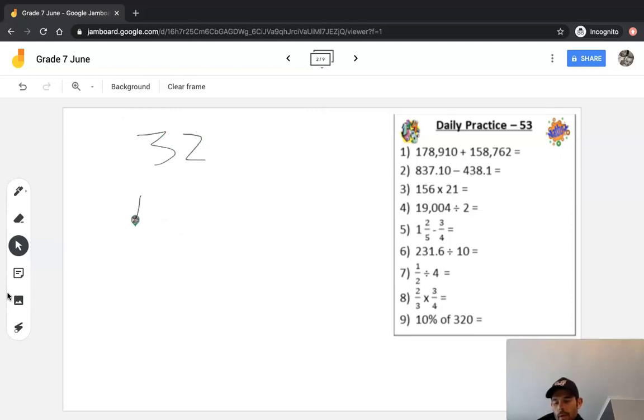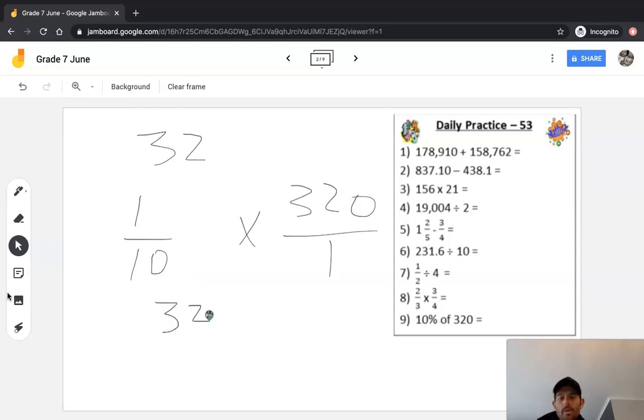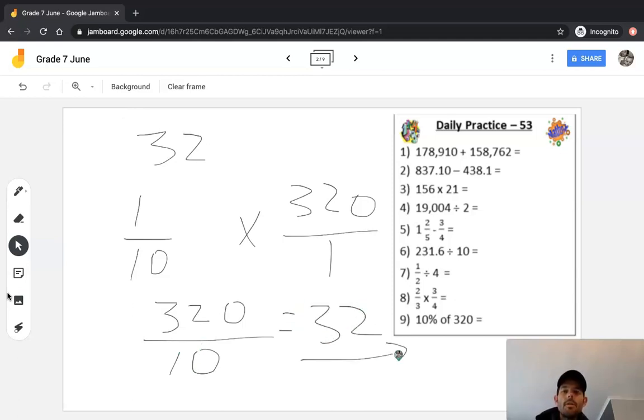If you wanted to use fractions, you know that 10% is 10 over 100 times 320 over 1. You know that 10 over 100 can be written as 1/10, so that can be simplified. All right. And now, if you wanted to multiply the numerators, it's 320 times 1, which is 320. Multiply the denominators. 10 times 1 is 10. That means 320 divided by 10, which also gives you the same answer of 32.